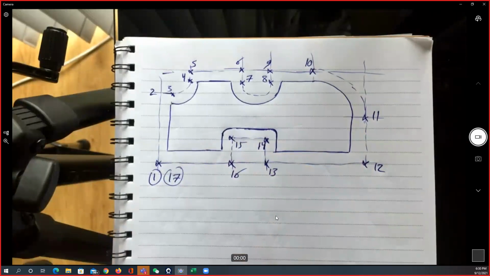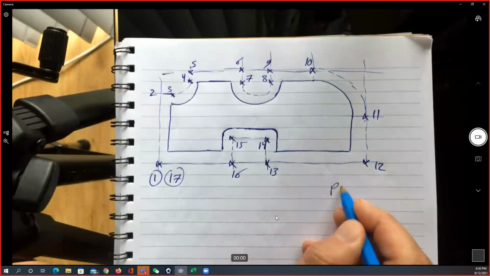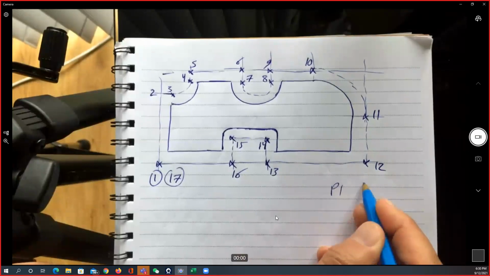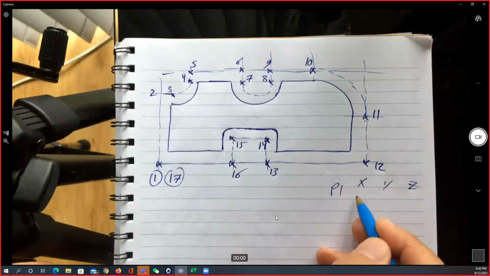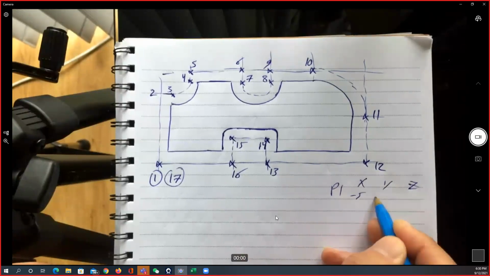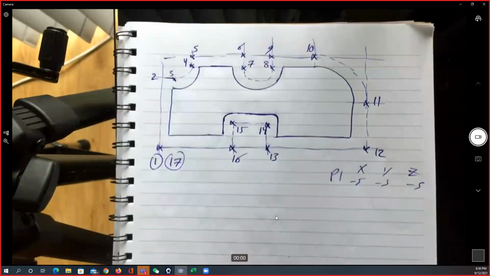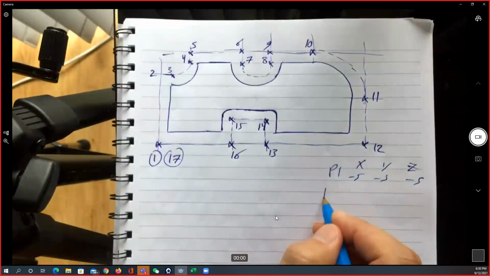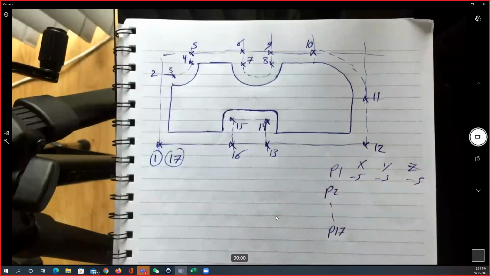Well, it's good to practice, actually, if you're going to write down here the point number 1, and you write down what will be the X, the Y, and the Z. So the X is going to be -5, -5, and we said that the depth is going to be 5, so this will be -5 for the Z. And then we are going to write down the same thing for the point number 2, down to point number 17. Easy.